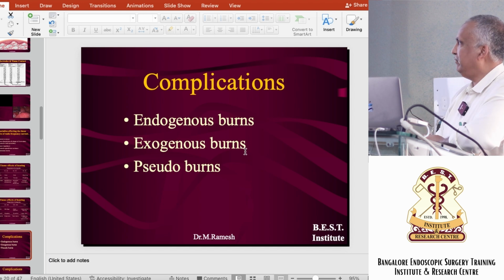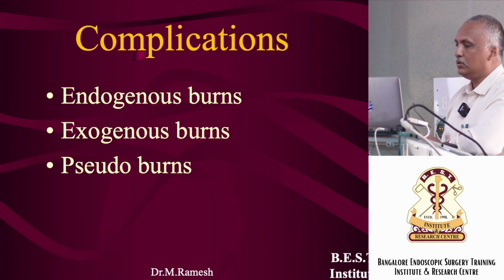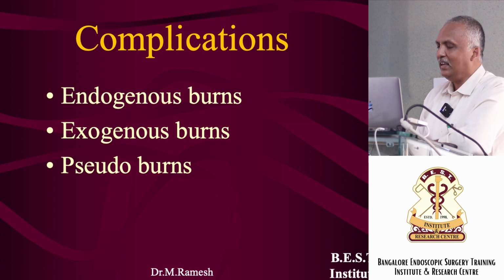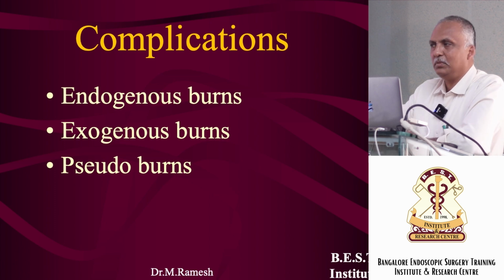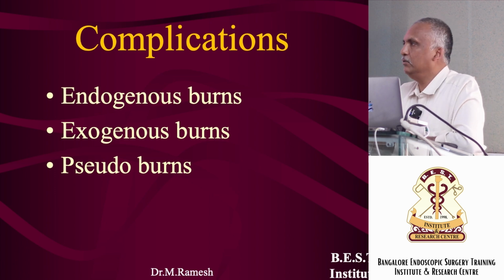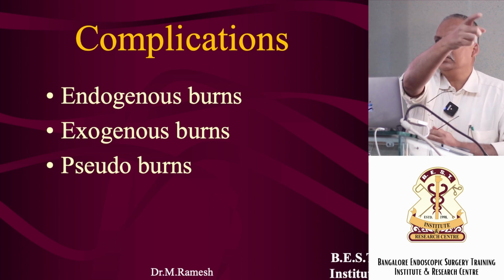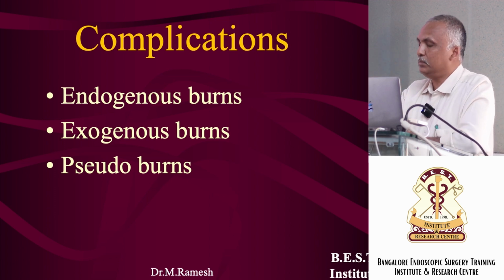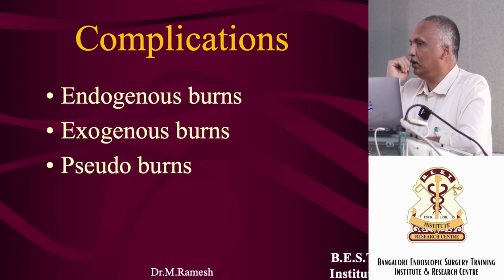So we have various types of burns. One is called endogenous, another is called exogenous, and another is called pseudo burns. I think I don't want to go into too much details. Okay. You want me to explain? I can explain. Endogenous burns is what is happening inside the body, and that is because you have touched something. You have a hook and then you were doing like that and then you went and hit something. So it touched something and then got burned. That is endogenous burns. Exogenous burns is where you've used alcohol.